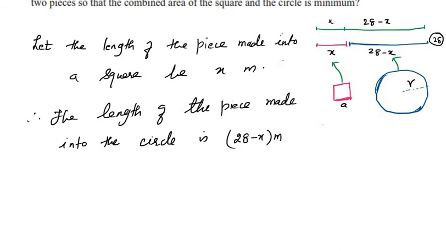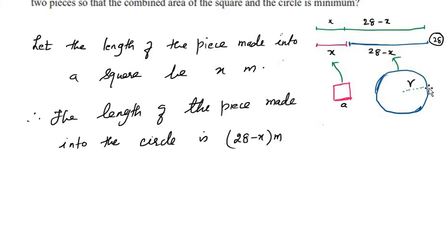Now listen. This x meter length of wire is made into a square. Therefore, this gives the perimeter of the square. With this only, I am making this one. Therefore, the perimeter of the square becomes x. That is 4a equal to x. Perimeter is x. Therefore, 4a equal to x.